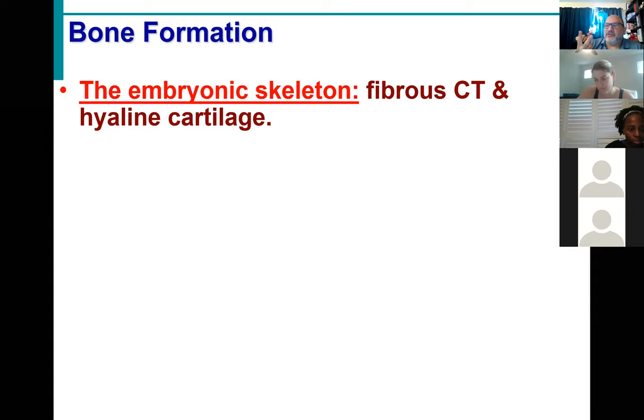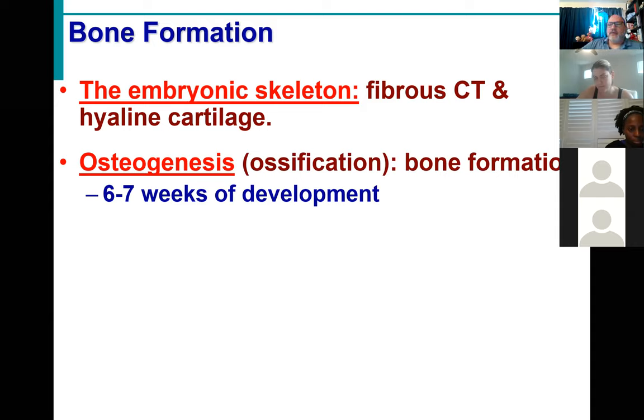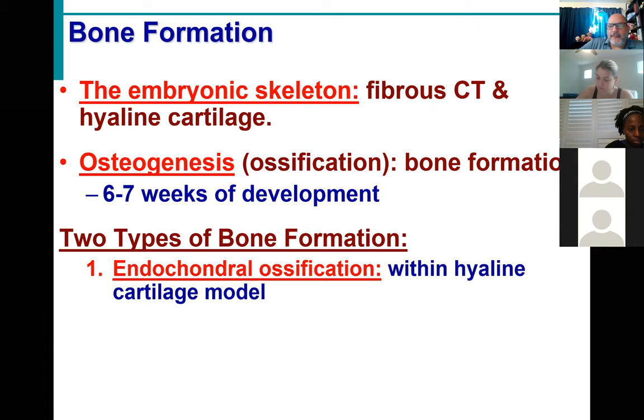Well, I mentioned there are two different methods for making bones, and that there are two different connective tissues involved in this process. So not surprisingly, they're each related to each other. Now, this process of bone formation, what we call osteogenesis or ossification, starts relatively early, about week 6 or 7 of development. And there are two main types. The first is endochondrial ossification.